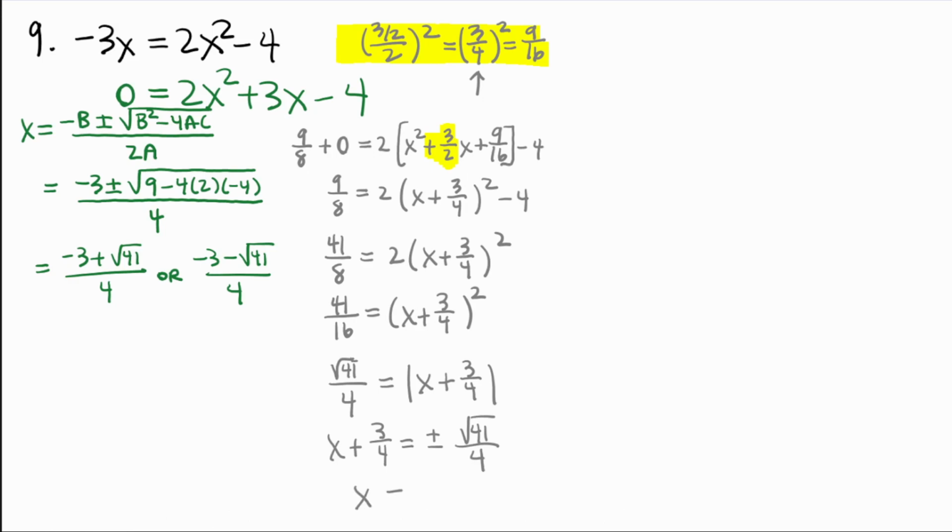And then that's where I'll get x equals negative 3/4 plus or minus the square root of 41 over 4. Okay, and that's kind of a lot, compared to just "here are the numbers, let's plug them in, let's get our solution." But the choice is yours.